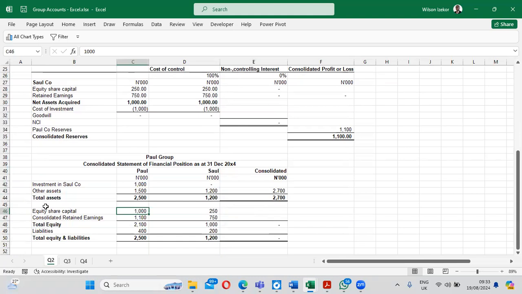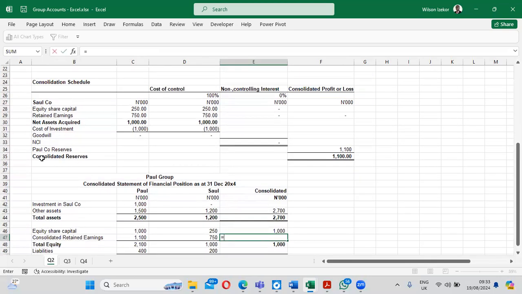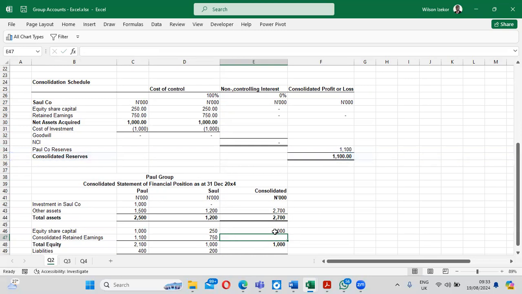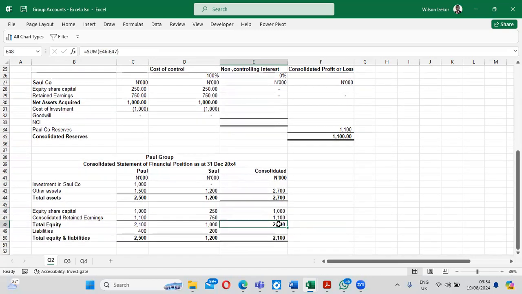Okay, and then your equity share capital. Now, for the equity share capital to be consolidated, it is that of the parent alone. So I will just pick the parent alone, which is 1,000. Yeah, and then the consolidated retained earnings is going to be what we arrived at here. You can see that here we have the consolidated reserves. So I will just pick the consolidated reserves here, and that will be my consolidated retained earnings. So once you pick that and add it up, it gives you 2.1.